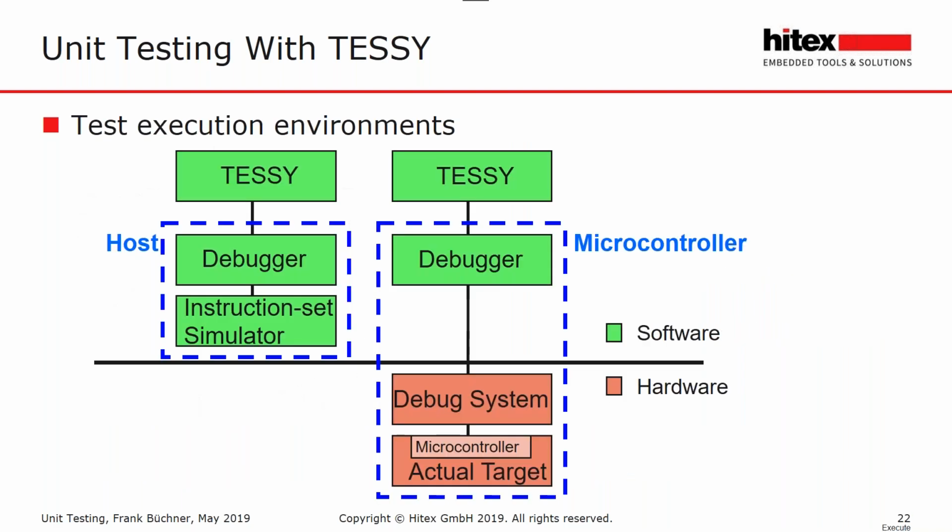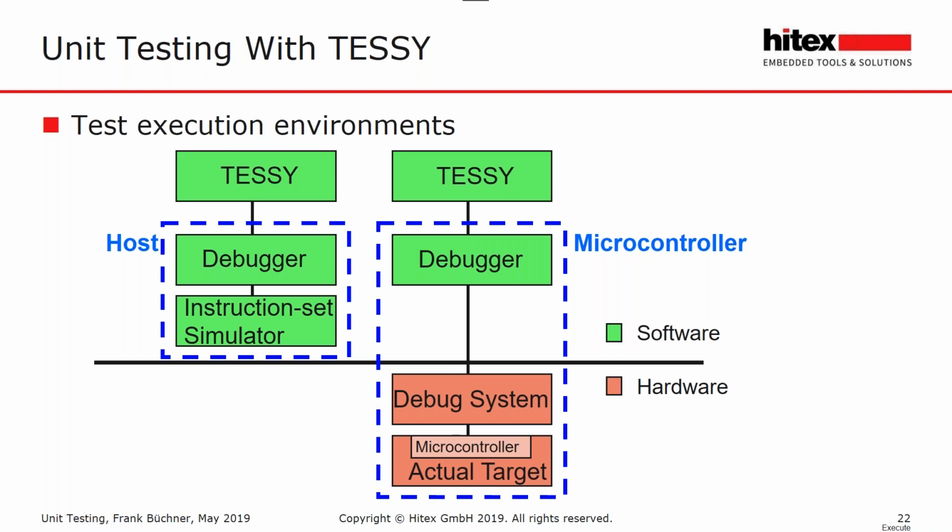This slide here shows again the difference between executing on the host and executing on the actual target hardware. In both cases, as a cross compiler is used, Tessie communicates with the software debugger, and Tessie does not really distinguish between execution on the instruction set simulator, which means the complete tests are executed on the host, or executing the tests on the actual microcontroller on the actual target hardware.